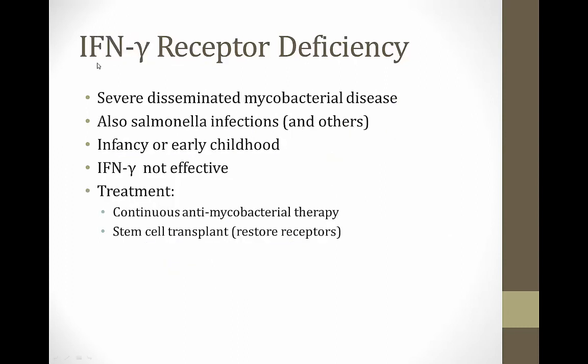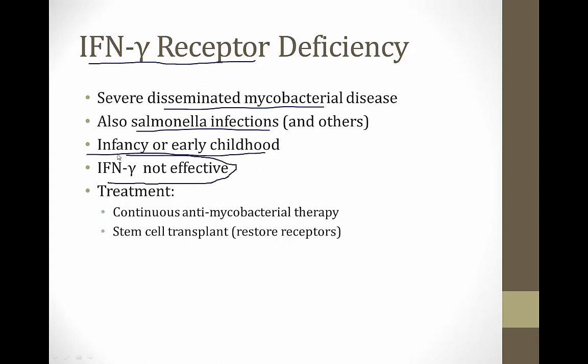Another rare disorder is for children to be missing the interferon gamma receptor on their macrophages. These children also get severe disseminated mycobacterial disease. They can also get salmonella infections and others. This occurs in infancy or early childhood, just like the IL-12 receptor deficiency. What's important here is that interferon gamma is not effective. They do not have the receptor for interferon gamma. So the way you treat these children is by giving them continuous antimycobacterial therapy, and often they are referred for stem cell transplants to try and restore the receptor in their immune cells.